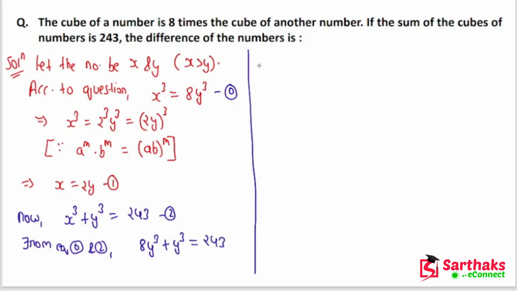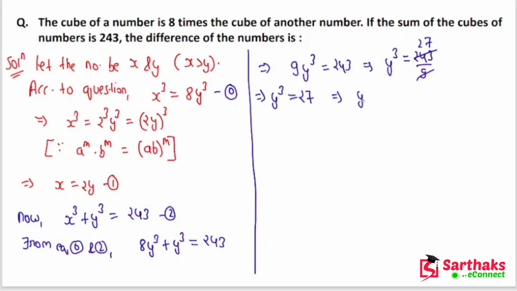Okay, so we can continue. It implies that 9y cube, since they are like terms, so they can be added, is equal to 243, which implies that y cube is equal to 243 upon 9. We can divide both sides by 9 and it would be 27, right? So we get y cube is equal to 27. So we get that y is equal to the cube root of 27, which is nothing but 3. So we have got y equals 3.